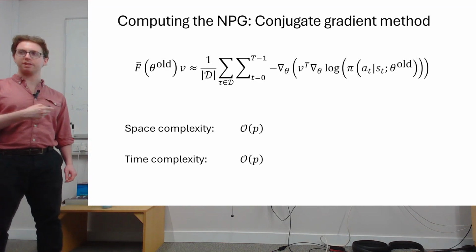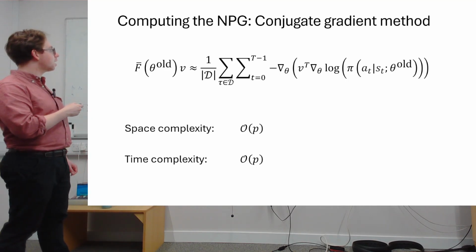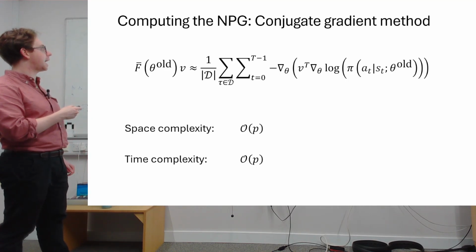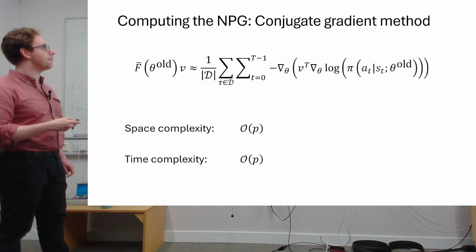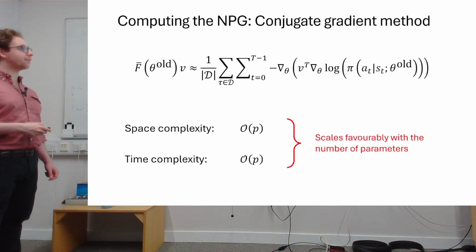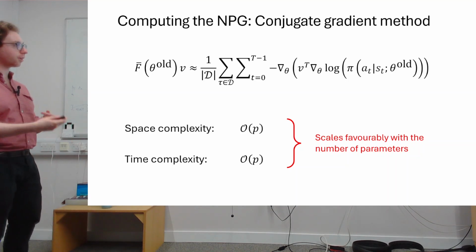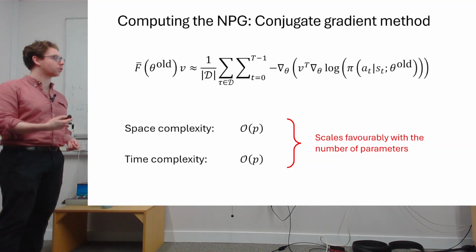So this Hessian vector product trick, or Pearlmutter's trick, allows us to compute the average Fisher information matrix acting on a vector in only order p time and order p space complexity. And this scales very favorably with the number of parameters. So this method of computing this is very efficient and doesn't require that much space or that much time.